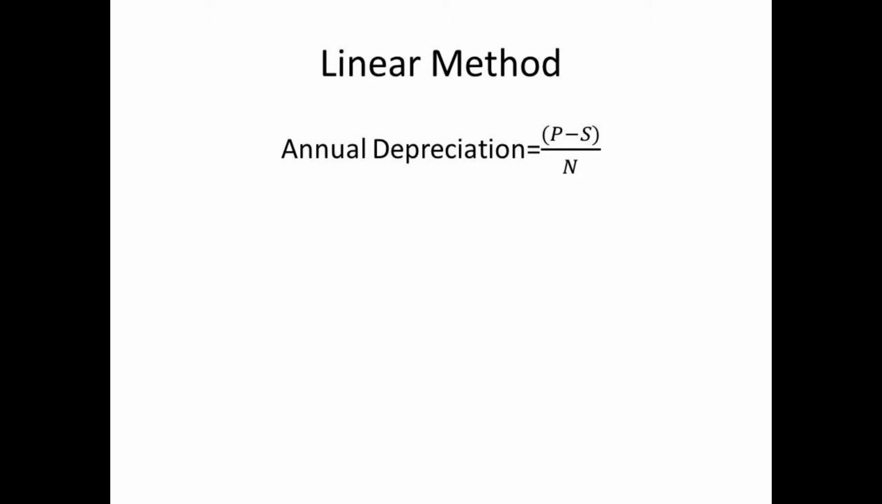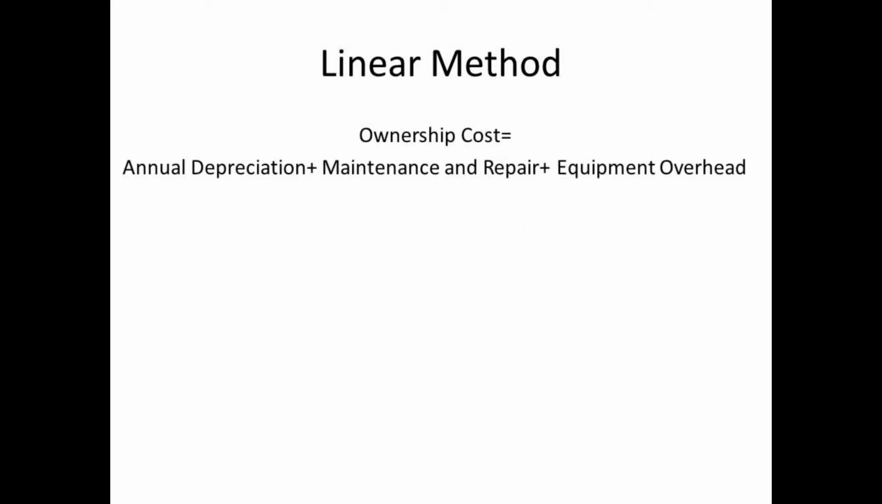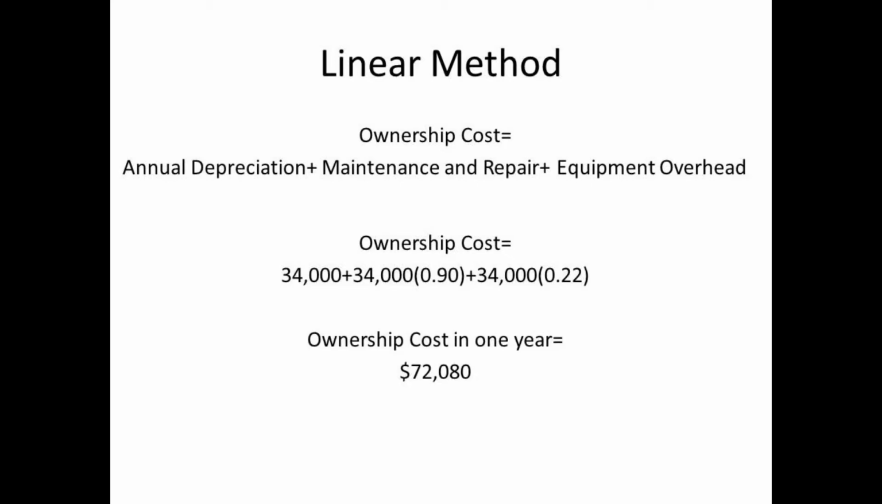The annual depreciation formula will be used by plugging in the purchase price, salvage value, and useful lifetime to find the annual depreciation of $34,000. The next step in the linear method is to calculate the ownership cost by adding the annual depreciation to the maintenance and repair and the equipment overhead. We then find that the ownership cost for 1 year is $72,080.